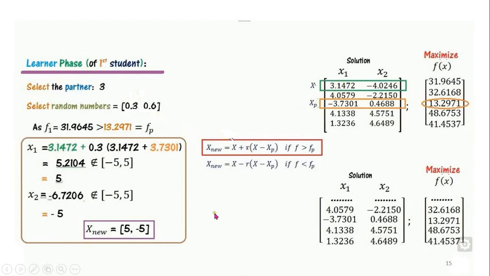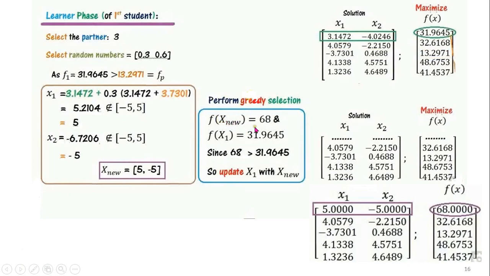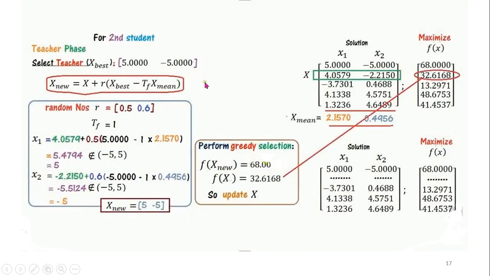Now we go for the greedy selection. F of x new is equal to 68 and f of x1 is equal to 31.9645. Since 68 is greater than 31, there will be an update. I mean x1 is replaced with x new. Now put this value by replacing the old value. So we get our new value 5, minus 5 and function value 68. So for the second student, x best is 5, minus 5, because this is the maximum value. So we select this as best.